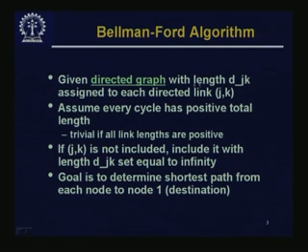Given a directed graph with length d_jk, that means this is the distance from j to k assigned to each directed link jk. Assume every cycle has positive total length. This of course is trivial if all lengths are positive, and since we are taking the link weights to be 1, this will always be valid. If jk is not included, include it with length d_jk set equal to infinity. The goal is to determine the shortest path from each node to node 1, let us say, which is the destination.